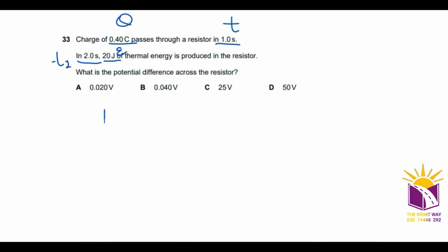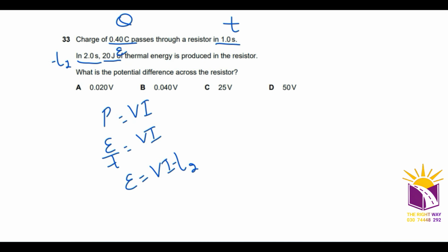We know that P is equal to VI, and P is equal to energy divided by time, which is equal to VI, so energy will be equal to VIT. What time are we going to take here? We are going to take T2 over here, because in 2 seconds 20 joule of thermal energy is produced. So we are going to use time T2.